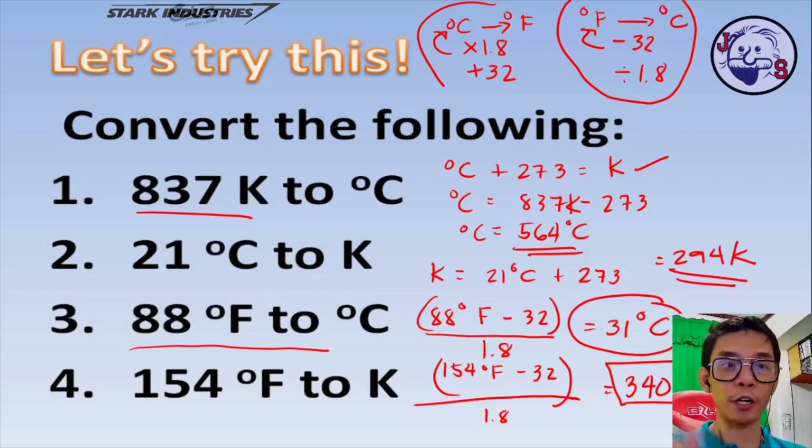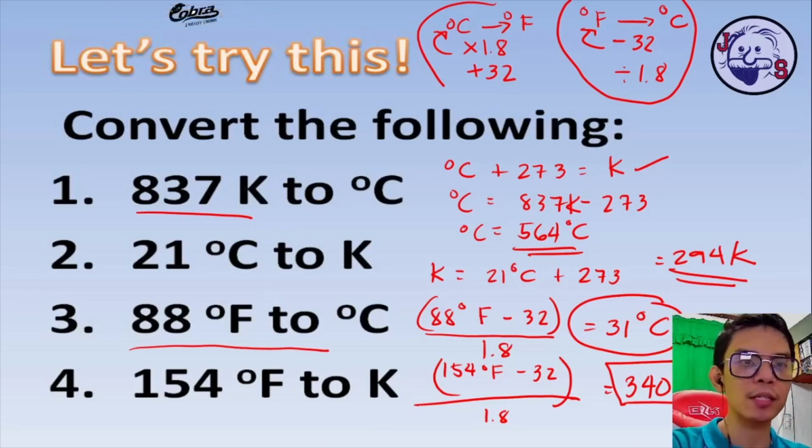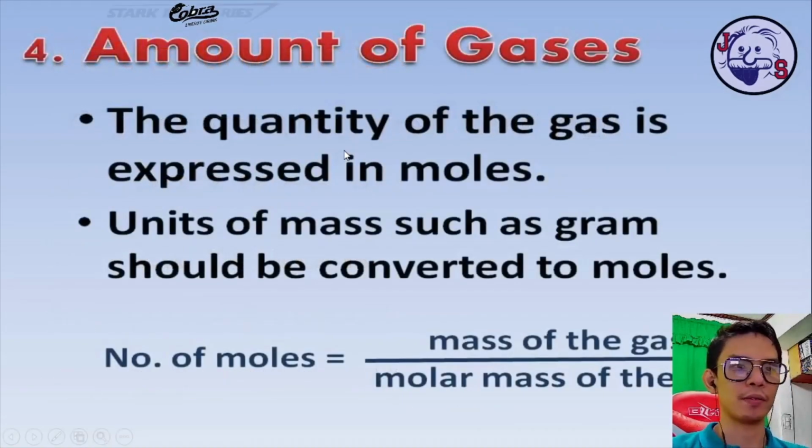So that is for the temperature. Up next is the fourth and final property of gases that we have right here, which is called the amount of gas.